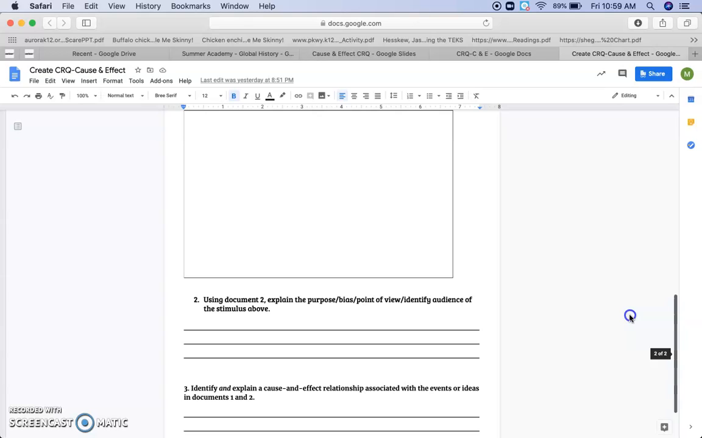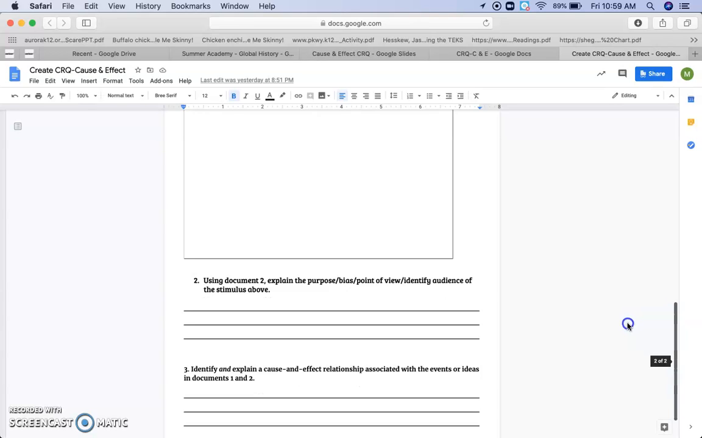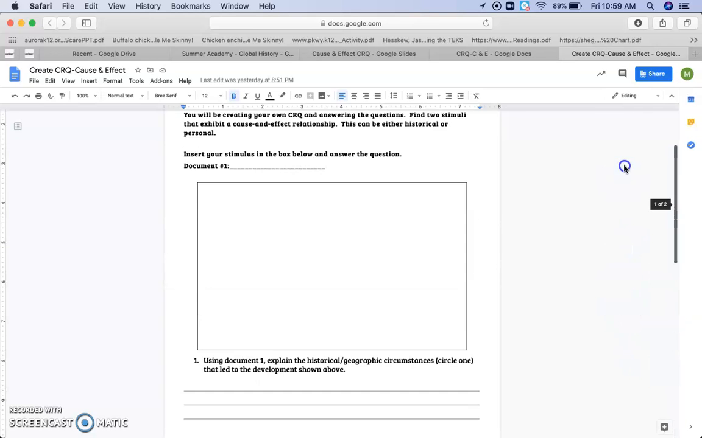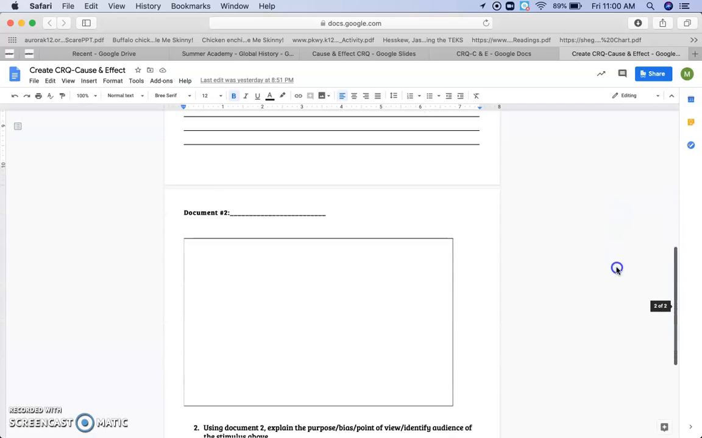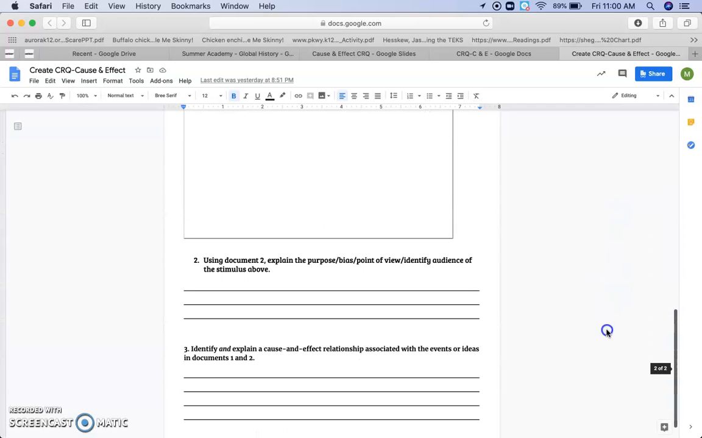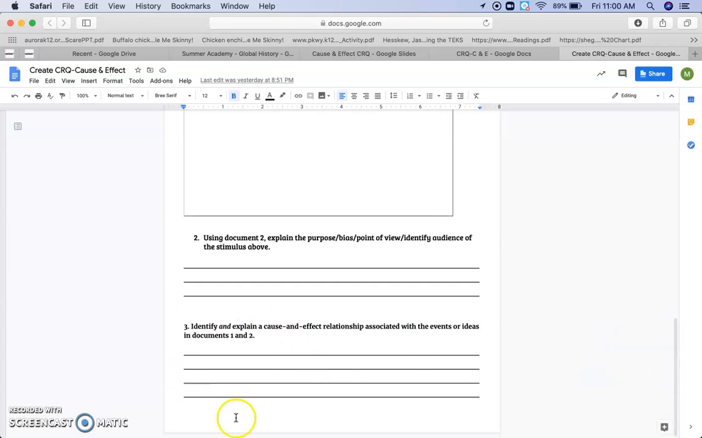Remember, it can be writing, it can be maps, it can be pictures, photographs, and you're going to do a whole CRQ where you're going to identify either historical or geographic circumstances. You don't have to do both, just one. You're going to put a second document in and either do purpose, bias, point of view, audience, whatever you're most comfortable with. And then you're going to tell me the cause and effect relationship associated with your 2 documents.